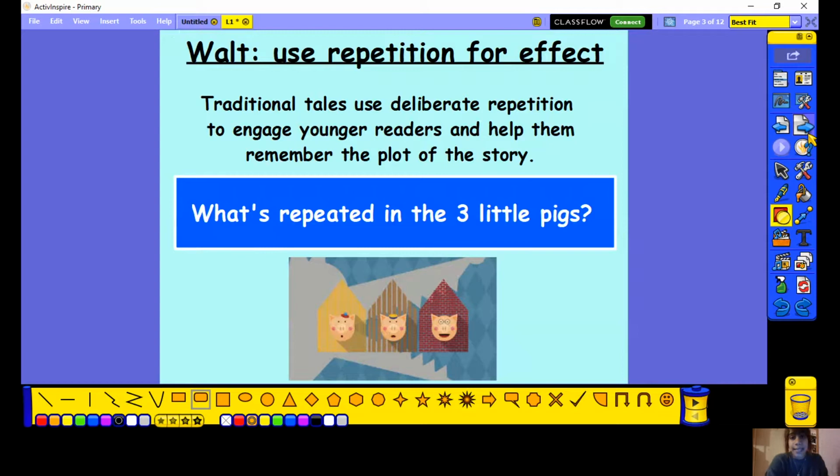So today, as we start writing our tale of the three little pigs, or perhaps the three little something else, we are going to be looking at using repetition for effect. Now, quick recap, the reason we are really looking at using repetition is because traditional tales use deliberate repetition, meaning we're using it on purpose to engage younger readers and help them remember the plot, so what happened in the story. So what's repeated in the three little pigs? Now, we did this last week, so I'm hoping you remember. So press pause now and have a think, talk to your partner, and press play when you are ready for me to give you some ideas.